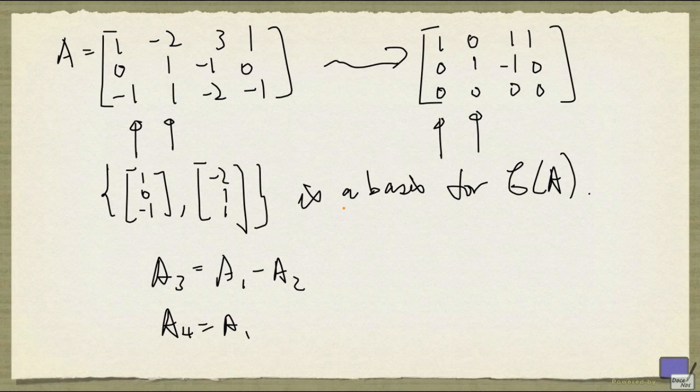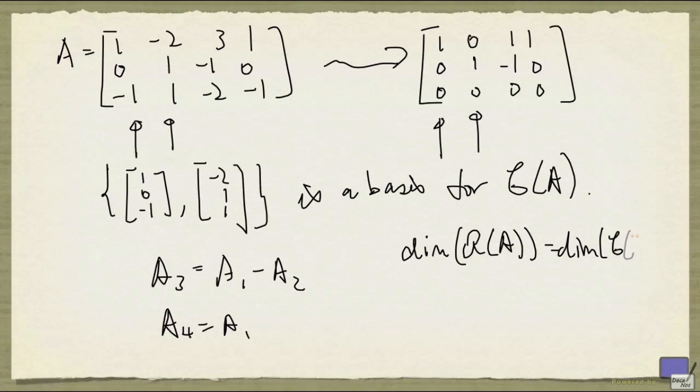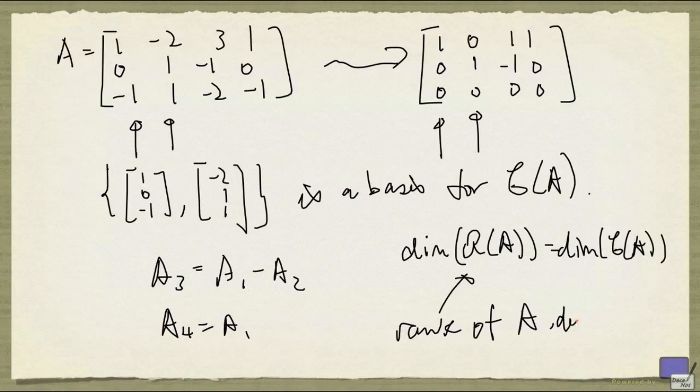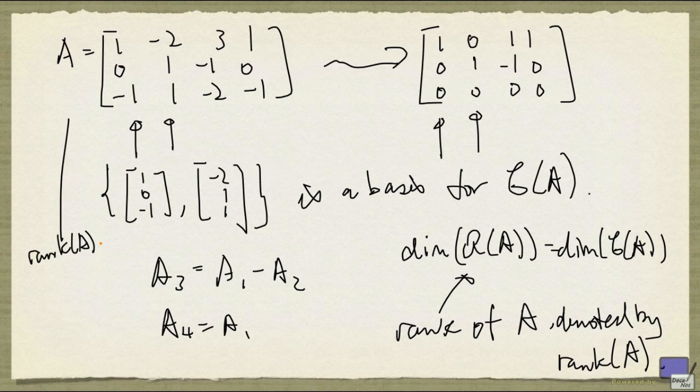Now notice that the number of vectors in the basis for the column space is precisely the number of pivots. And that's also true for the basis for the row space. And so what I can write down is the dimension of the row space is equal to the dimension of the column space. And this value is called the rank of A. And it's usually denoted by rank(A). So for the example up here, the rank is 2.